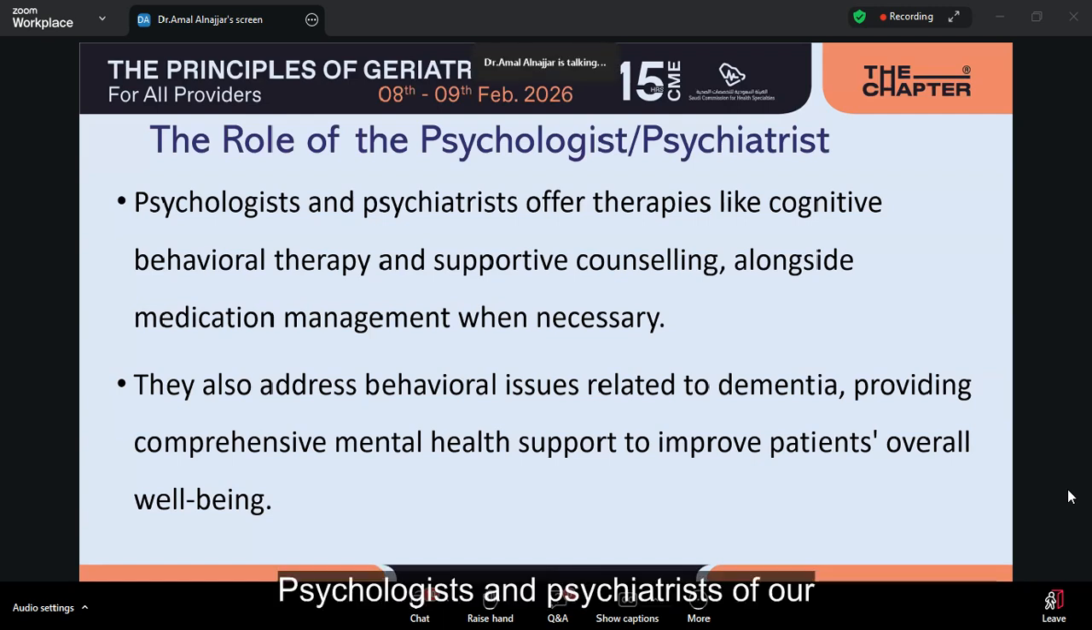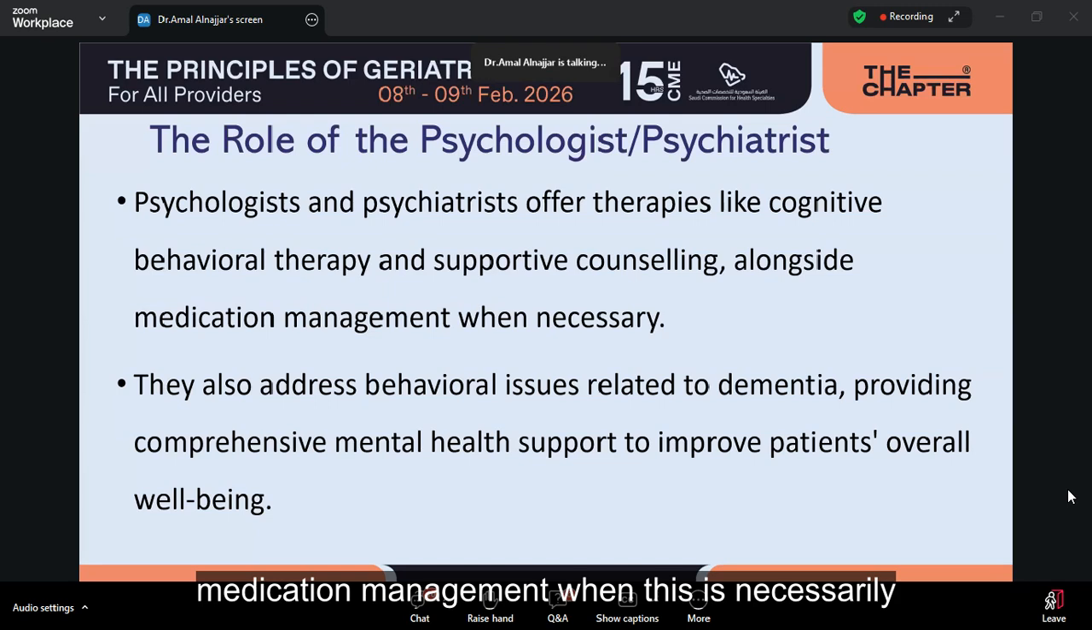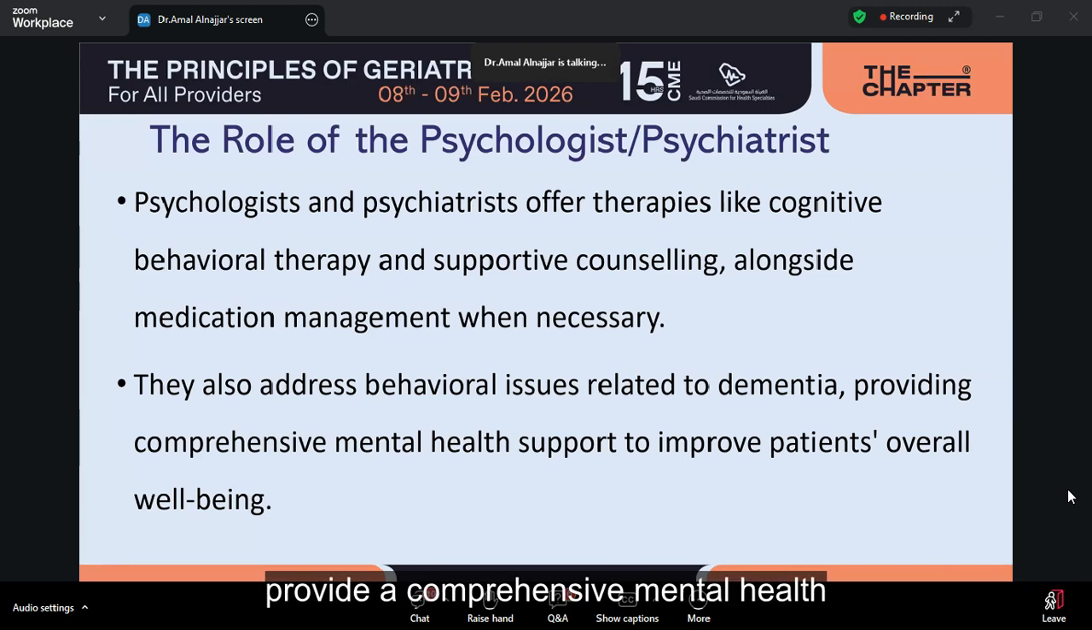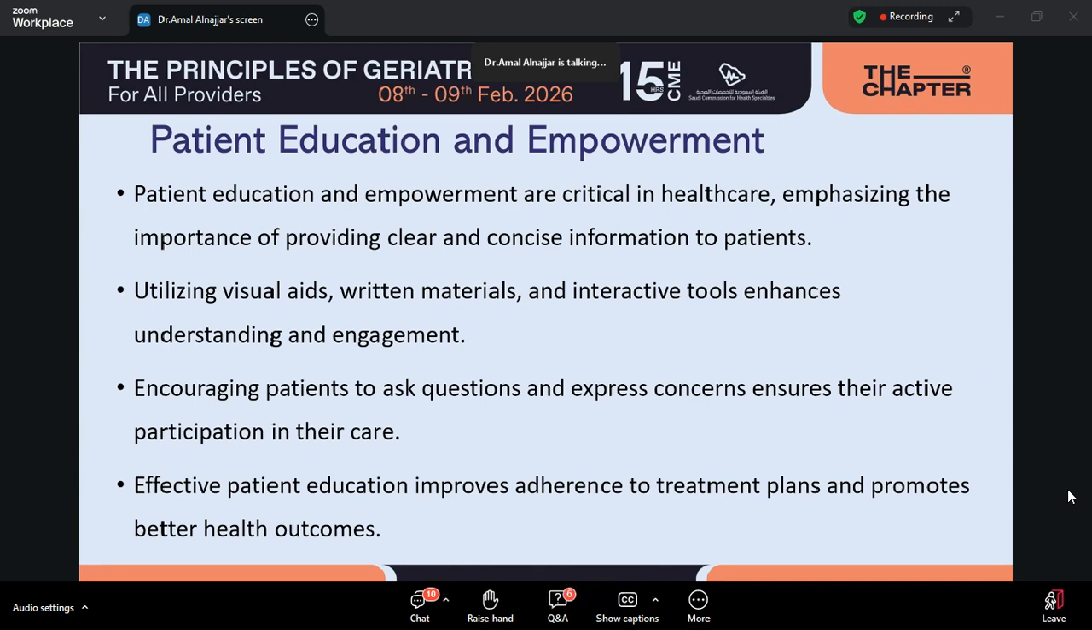Psychologists and psychiatrists offer therapies like cognitive behavioral therapy and supportive counseling alongside medication management when this is necessary. They also address behavioral issues related to dementia, providing comprehensive mental health support to improve a patient's status.